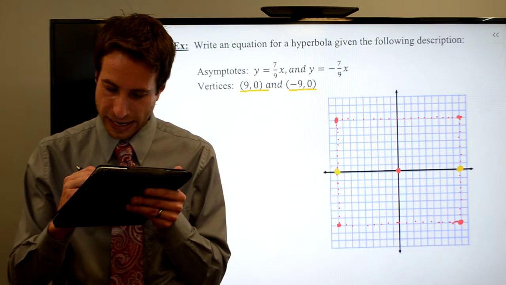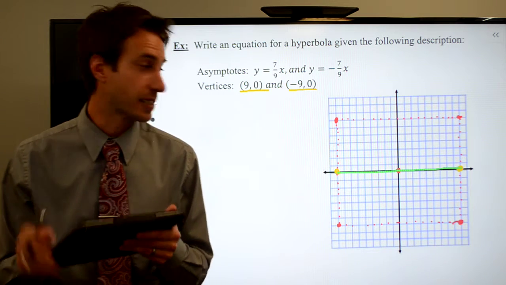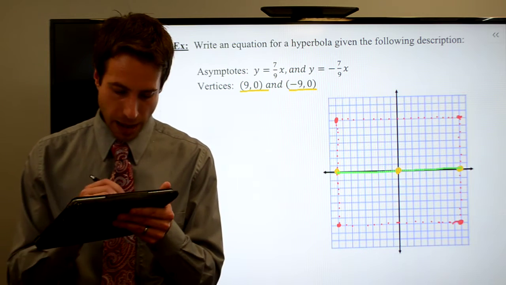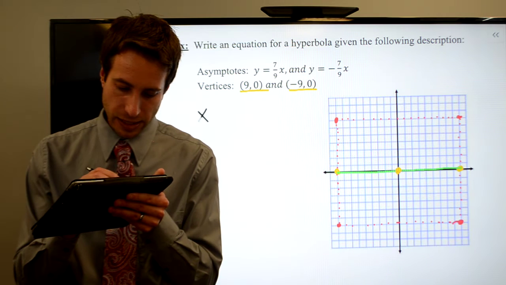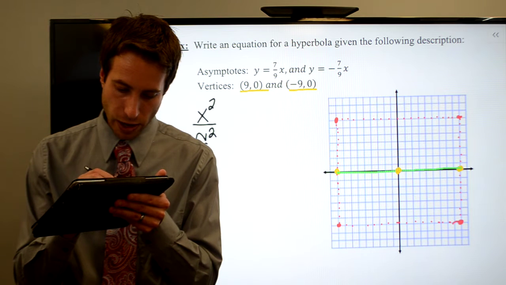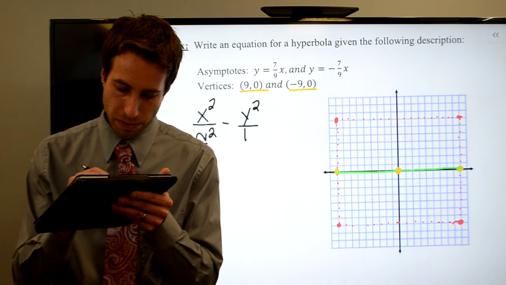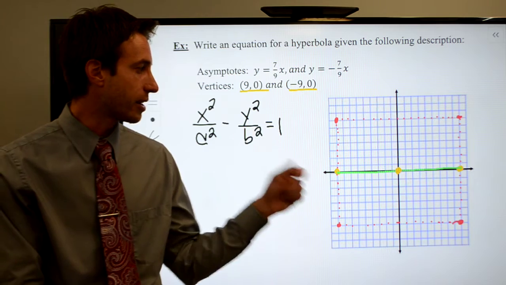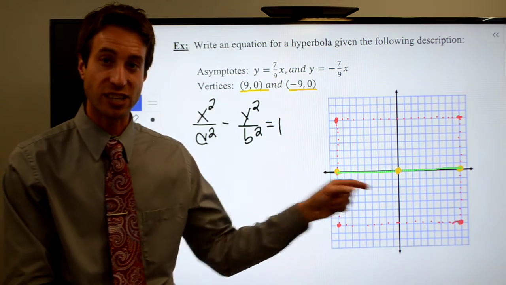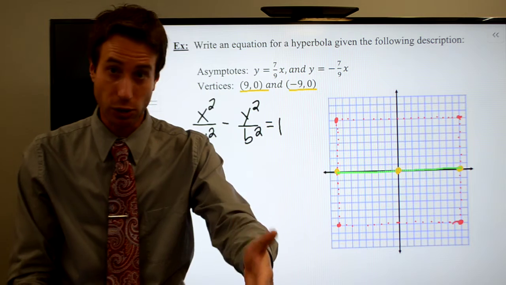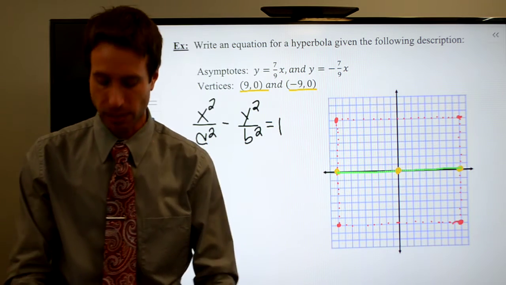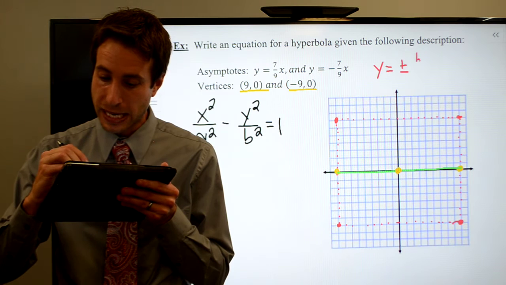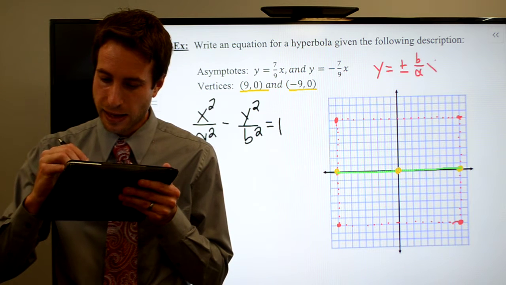which means that this is my transverse axis, which is horizontal. So I am centered at the origin. I'm horizontal, which means it is x squared over a squared minus y squared over b squared is equal to 1. But more importantly, centered at the origin with a horizontal transverse axis means that the asymptotes, right off the formula sheet, are at y equals plus or minus b over a x.